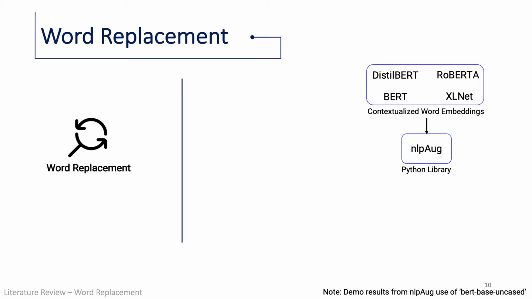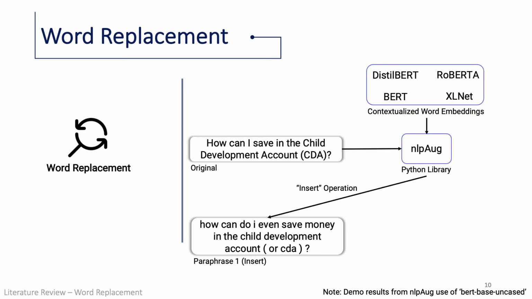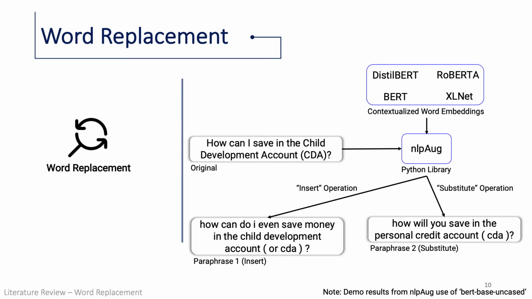One way to perform word replacement is to use contextualized word embeddings that take into account the words surrounding the target word. Such use is implemented in the Python library NLP augmentation. If we perform the insert operation on the original sentence, we may get paraphrase 1. When we perform the substitute operation on the same original sentence, we may get paraphrase 2.